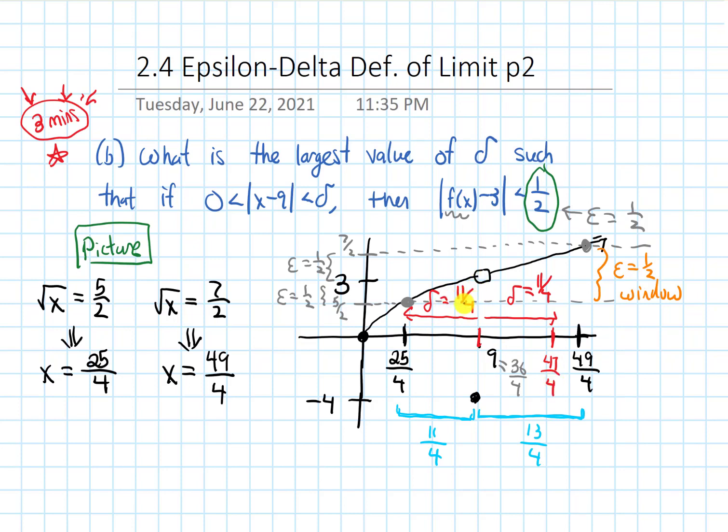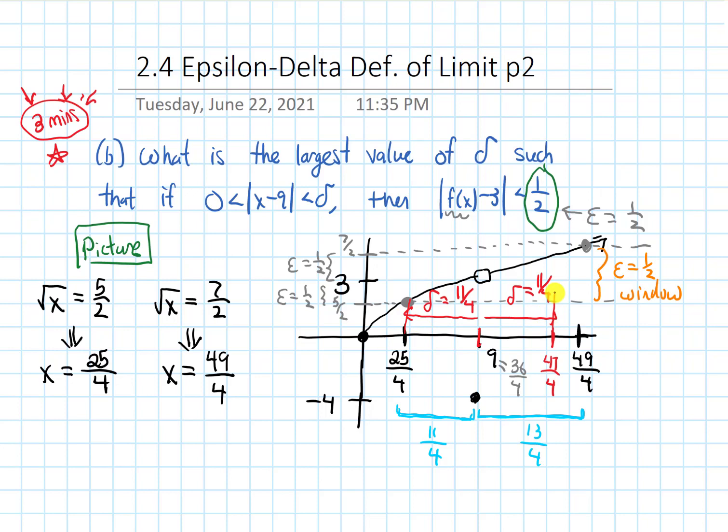It would be incorrect to say that delta, the biggest delta, is the 13 over 4 distance. Because if I pick delta to be 13 over 4, I need to be able to go 13 over 4 in either direction. But if I go 13 over 4 to the left, I'll go way past the edge of my epsilon window, and I don't want that.